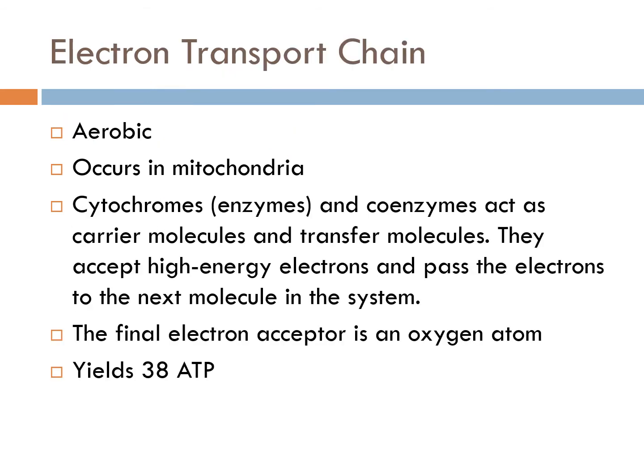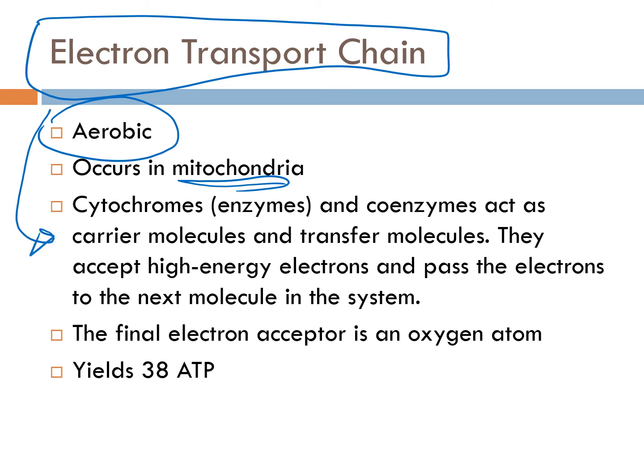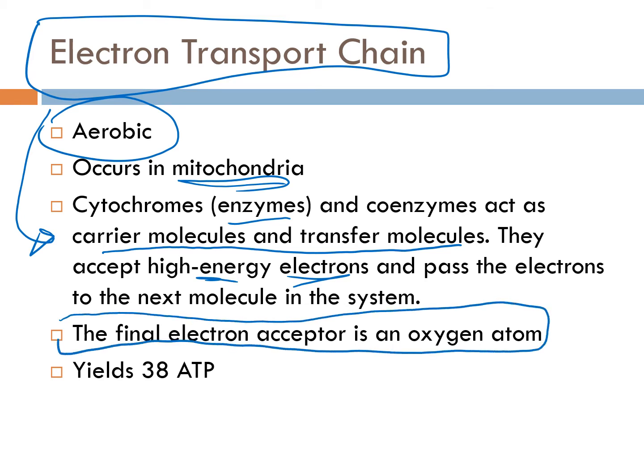The electron transport chain is another aerobic process, and it also occurs in mitochondria. However, this step requires enzymes that act as carrier molecules and transfer molecules, which we talked about in chapter 4. What they do, as enzymes and coenzymes, is accept electrons which contain energy and pass them along in a chain-like reaction, if you will. The final electron acceptor is an oxygen atom.